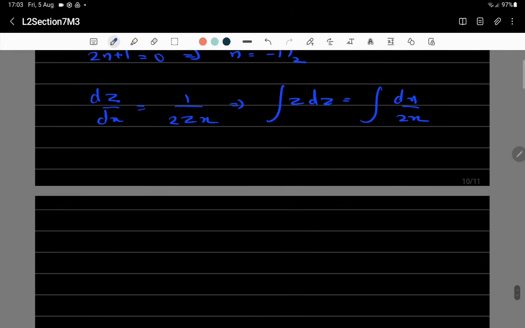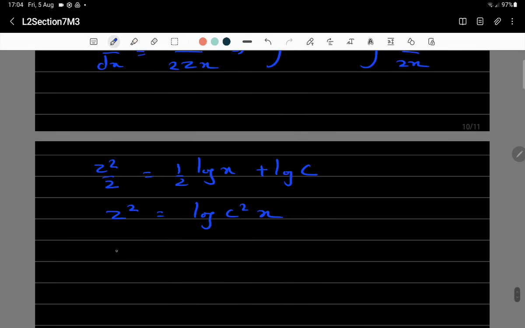So if you try to integrate it, then this becomes z square by 2 is equal to 1 by 2 log x plus log c, or z square is equal to log c square x, or you can further write it as e raised to the power z square is c1x, or e raised to the power z square is actually xy square. So this becomes c1x, which is the required answer.